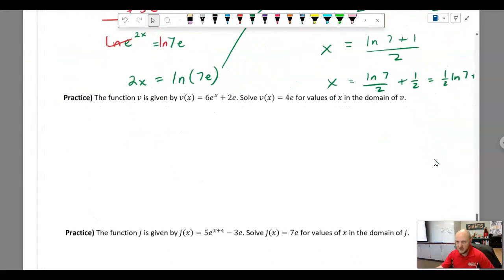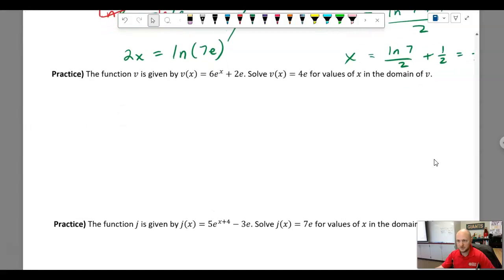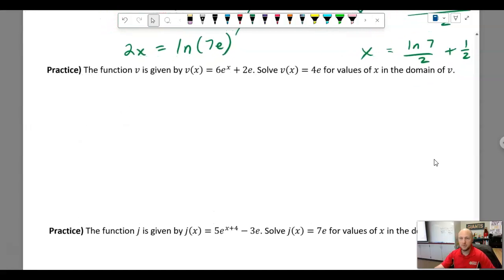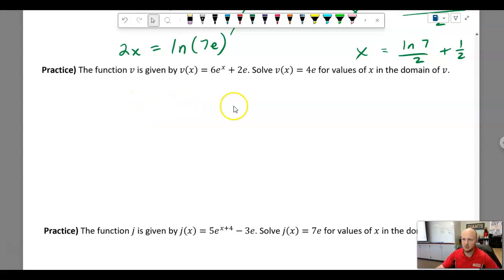All right, a couple of practice problems here for you. Go ahead, please pause me. Try this practice problem. They want you to solve for v of x is equal to 4e. Go ahead and do it.